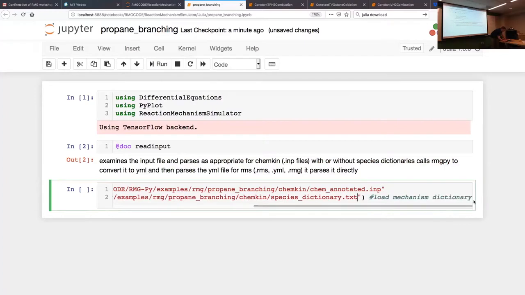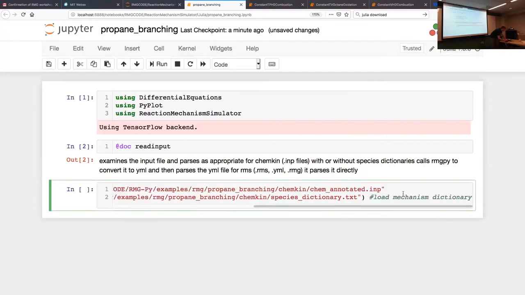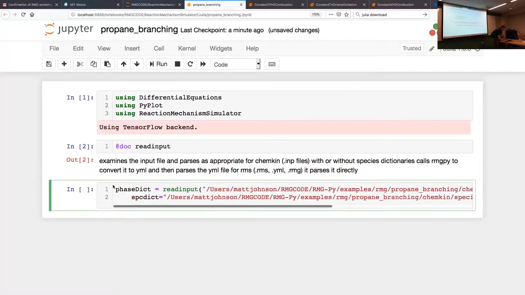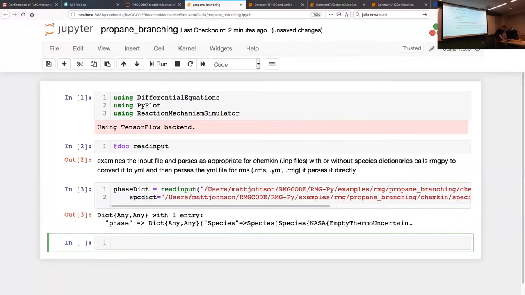I've just pulled up the file path for the Chemkin file that we just generated in propane branching. On the examples I showed before, we were all using RMS files. But it can also read Chemkin files by themselves, also Chemkin files with RMG species as well. You just give it the file path. I think it's pretty good. And here it's named with A's.